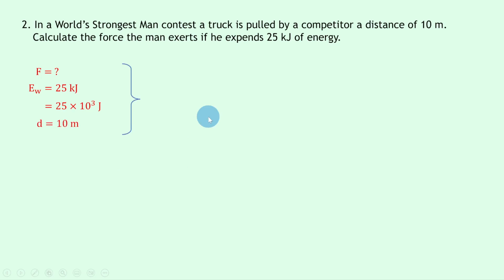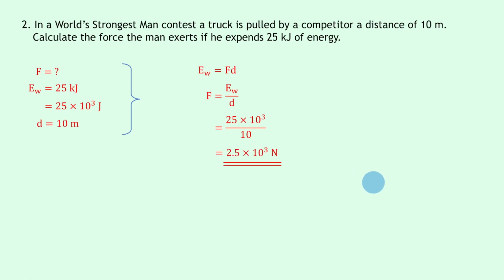So writing down our equation for work done, we have EW equals F times D. Rearranging for the force F, we can divide both sides by D to get F equals EW over D. Substituting in the numbers gives 25 times 10 to the 3 divided by 10, which gives a final answer of 2.5 times 10 to the 3 newtons, or 2,500 newtons.